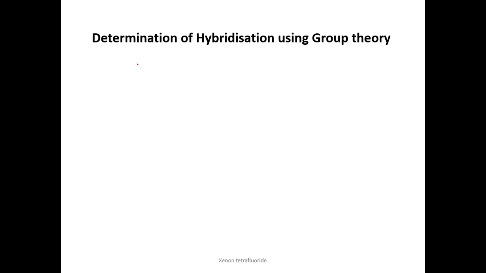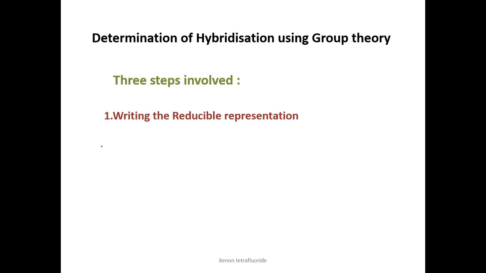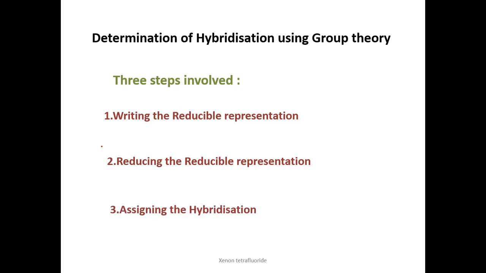In today's lecture, we are going to discuss the determination of hybridization of xenon tetrafluoride molecule using group theory. There are three major steps that are involved. The first step involves writing the reducible representation. Second is reducing the reducible representation using the reduction formula, and the third step involves assigning the hybridization.